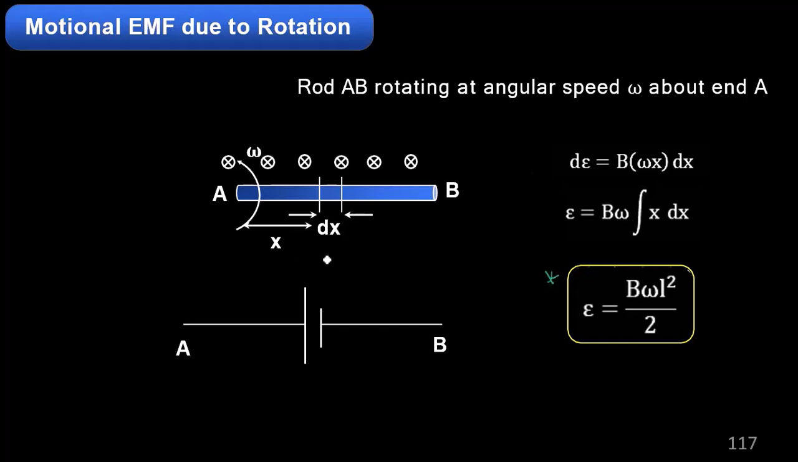The entire thing can be replaced by a high potential side battery and a low potential side battery in this way. Instead of moving the rod, the rod is acting like a battery whose potential difference or EMF equals B omega L squared by 2. That is again the induced EMF due to rotation. All the EMFs that I am going to discuss here are called induced EMF. So this is the induced EMF due to rotation, and the first one was the induced EMF due to translation.